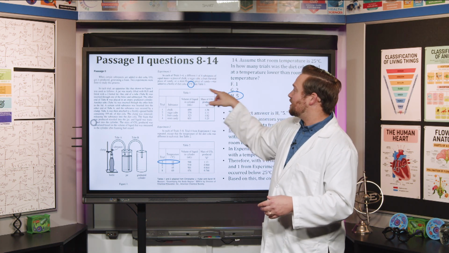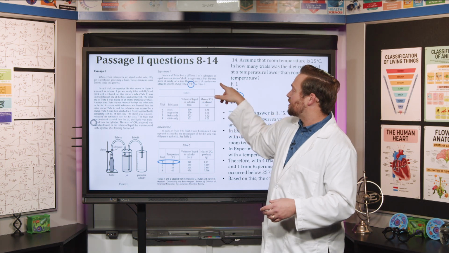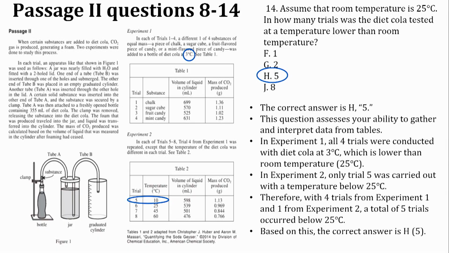The last sentence of this experiment 1 says, the Diet Cola was at 3 degrees Celsius. So that means that all 4 of these trials in table 1 were at 3 degrees Celsius, and only 1 in table 2 was below 25. And that gives us a total of 5 happening below 25 degrees Celsius.